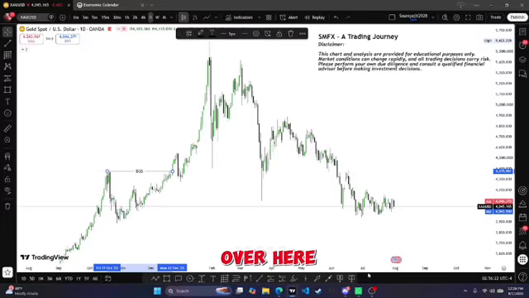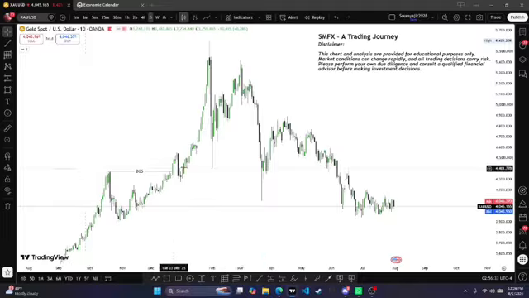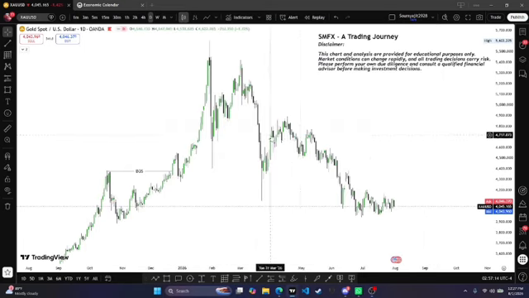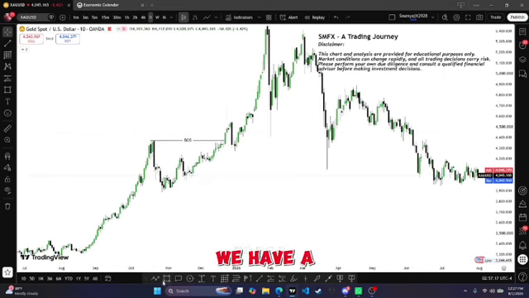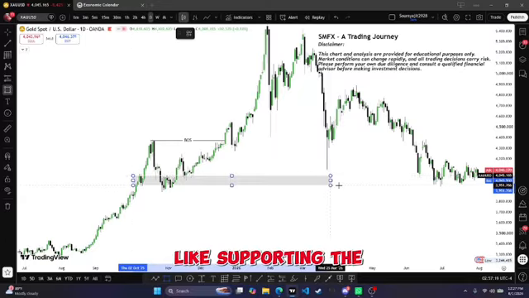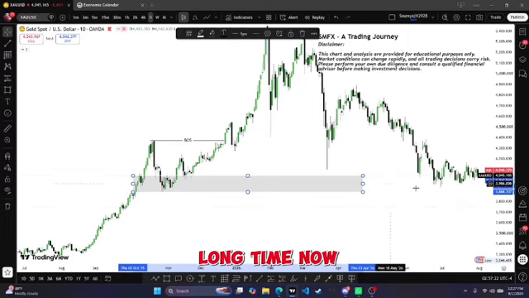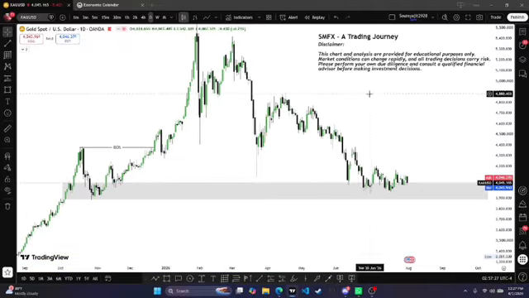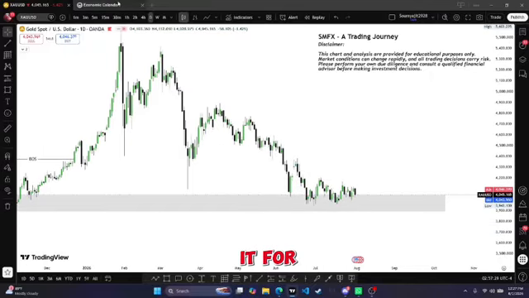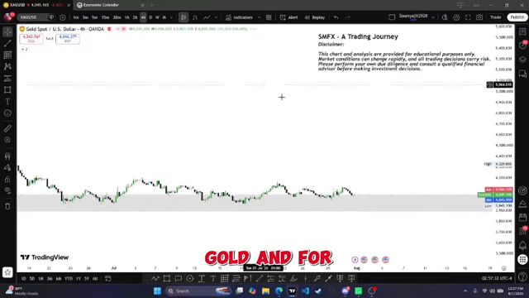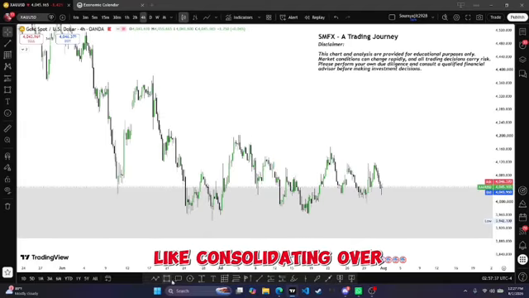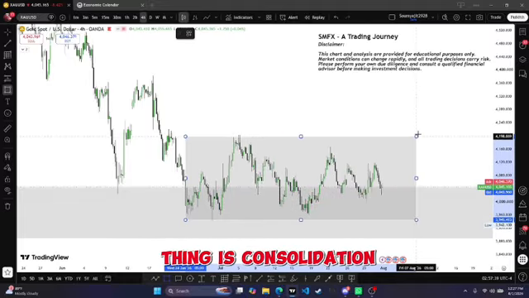Gold has a breakout structure over here. Okay, so now we have a support area that has been supporting the price for a long time now. That is it for the daily time frame on gold, and on 4 hours it's consolidating over here. This whole thing is consolidation.